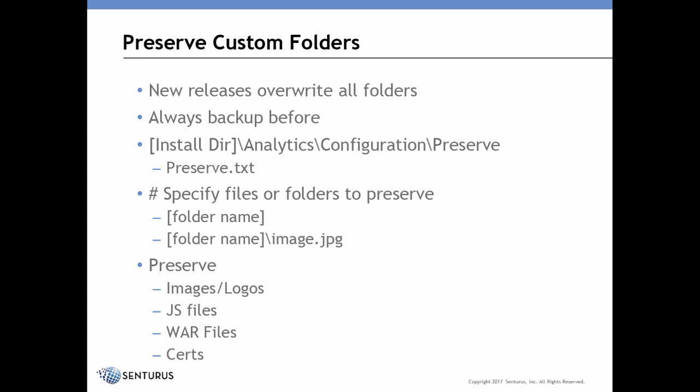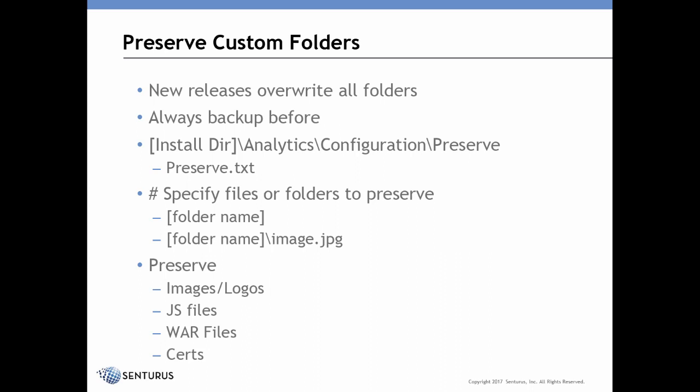There is the ability to set up a preservation text file. If you go to your installation directory, there's a configuration/preserve folder, and in that folder you'll see a file called preserve.txt. Again, they actually did a pretty good job with this. There's plenty of documentation and comments in that file. You just edit it with a notepad and go down there. You can call out specific folders or specific files in a folder, and it basically tells Cognos, don't touch these files when you're doing the release upgrade.